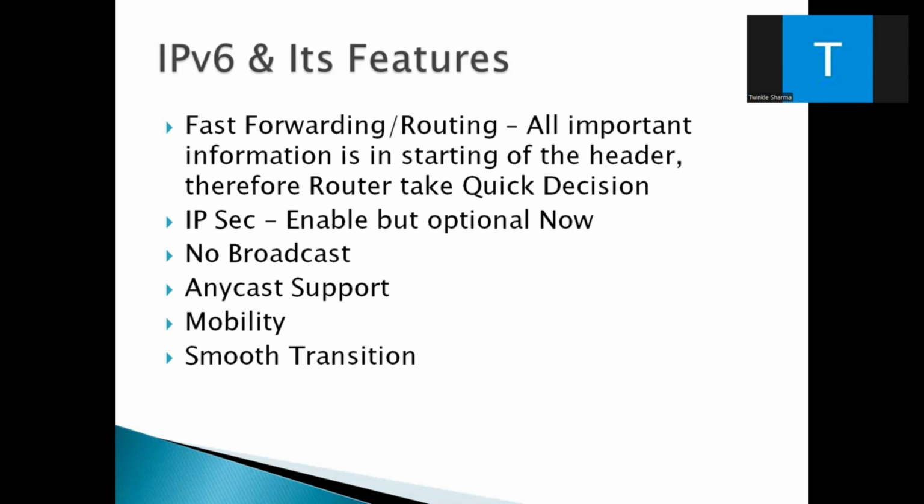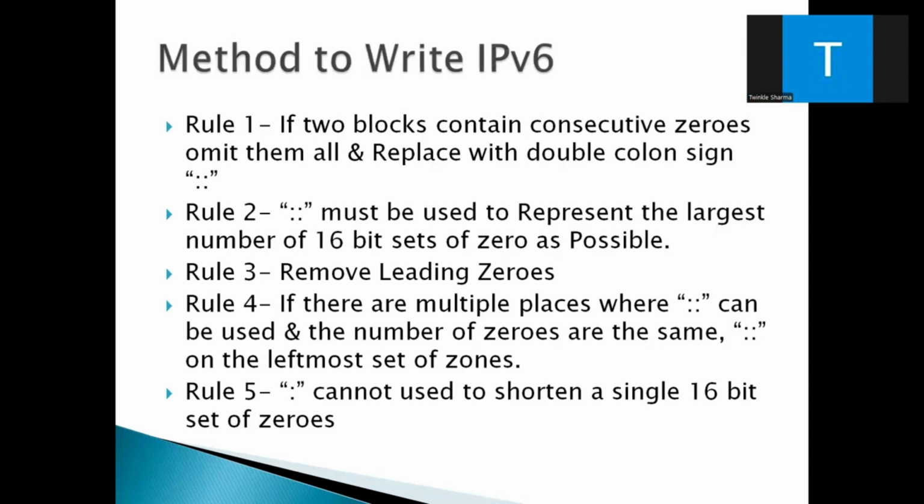Then again we are repeating these features of IPv6: it is of 128 bits, it has 8 segments, it is in the form of hexadecimal, it is classless, no broadcast, backward incompatible. Hexadecimal is 16 values for bits, right? Then we learn about the method to write IPv6.